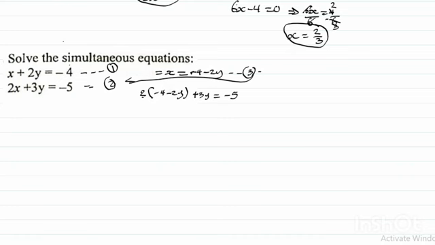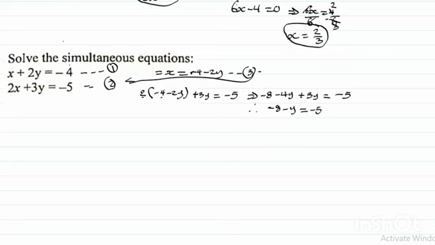2 times minus 4 gives us minus 8. So that will be equal to, let's open the brackets, minus 8 here. Okay, 2 times minus 2y gives us minus 4y, and plus 3y to be equal to minus 5 at the right hand side. So we have minus 4y and plus 3y, they are like terms. Now let's solve it. We have minus 4 plus 3, that gives us minus 1.